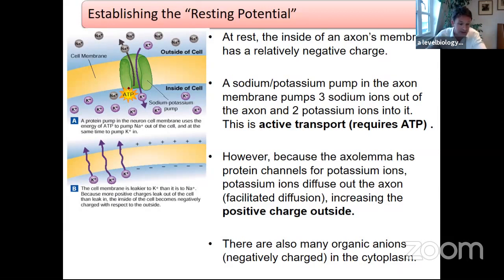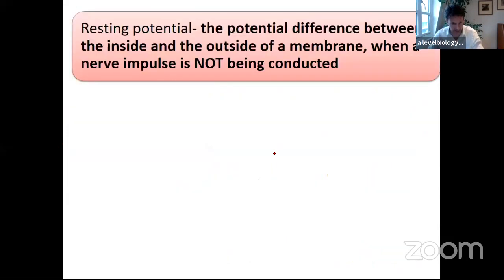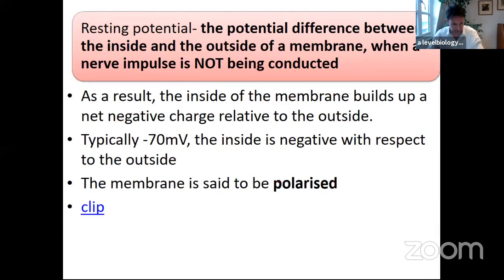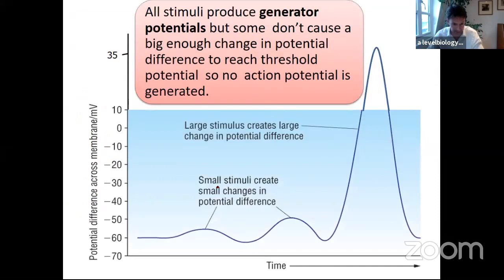So remember, sodium-potassium pump, pumps sodiums out, potassiums in, active transport pump, moving things against the concentration gradient. More of the potassium ions leak out than sodium ions leak back in, so that therefore you have a positive charge outside. And also you've got lots of negatively charged ions inside in the cytoplasm. So the membrane is said to be polarized.